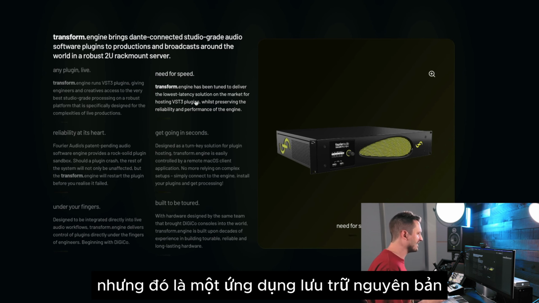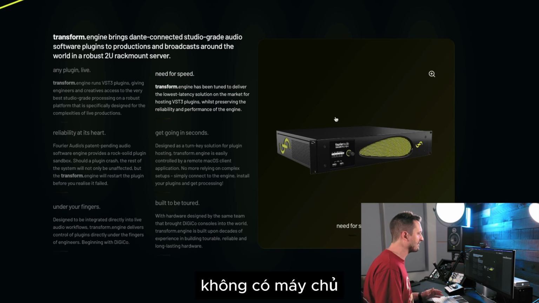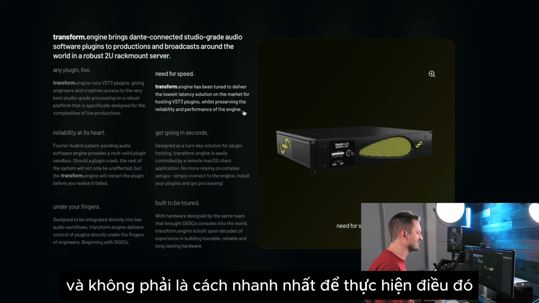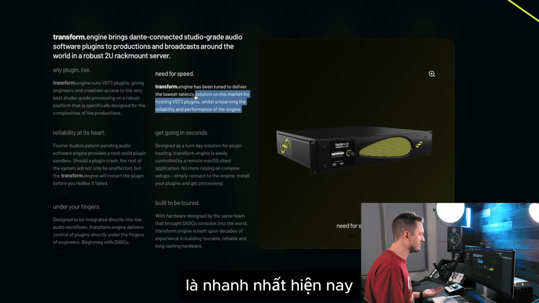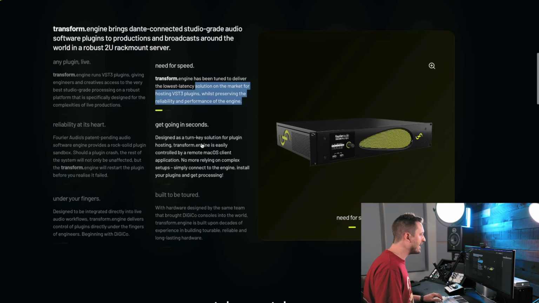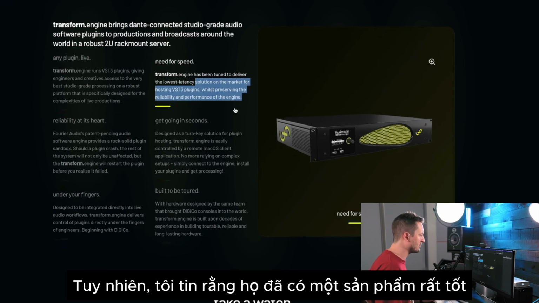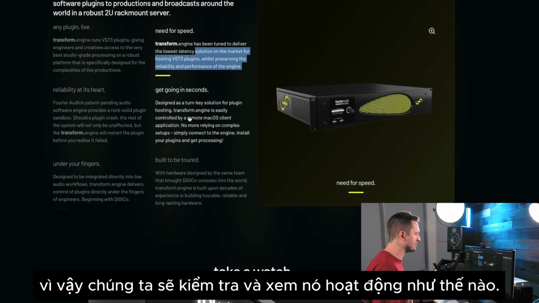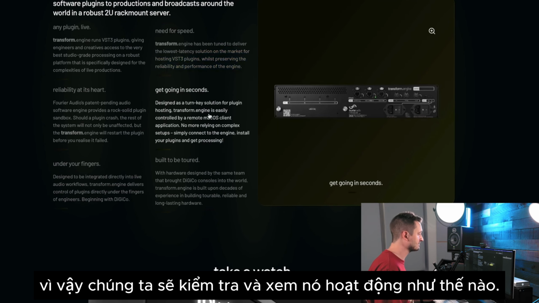But that's a natively hosted application. It doesn't have a server with it, and it's not a very fast way to do that. So yeah, it makes sense that they'd be the fastest right now when there's no one competing with them. But I do believe they've got something really good and really fast. So we'll put that to the test and see how it does.